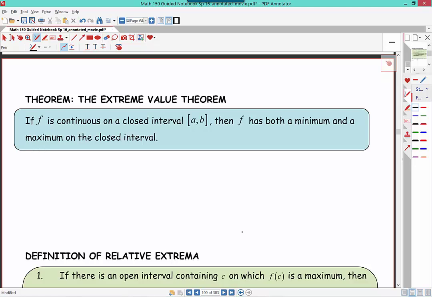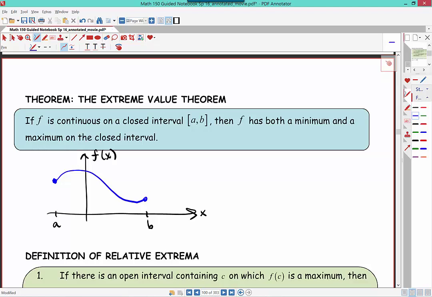If you have something along these lines, let's just say we have some random graph, and here's x, here is f at x, and let's say that this is a and this is b. And suppose that our graph goes from here to here. Now, if you check this out, in order for this to be continuous, there can't be any breaks or jumps. So, in order to get from this ordered pair to this ordered pair, tracing along the graph, you have to have a minimum and a maximum on this interval.